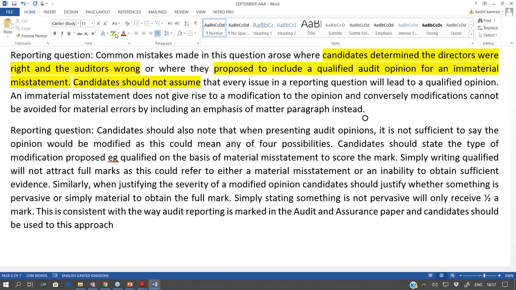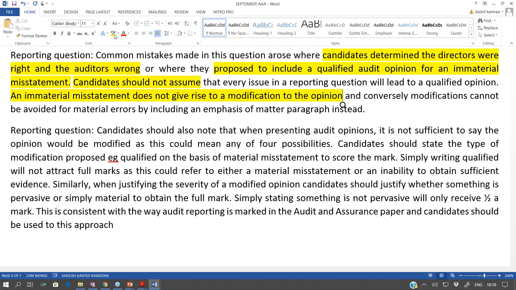An immaterial misstatement does not give rise to modification of the opinion. Is that true? So, will you give a qualified opinion for an immaterial thing? Will you assume in the exam paper that every issue will result in a qualified opinion?